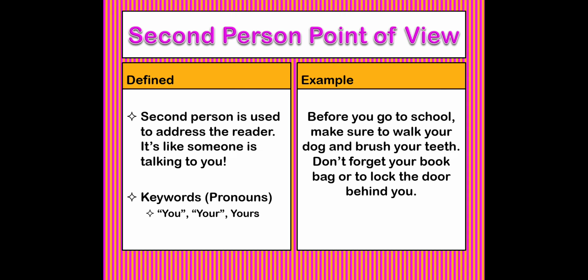Second person is used to address the reader. It's like someone is talking to you. Keywords, which are the pronouns you, your, and yours. An example: before you go to school, make sure you walk your dog, brush your teeth, don't forget your book bag, or lock the door behind you.